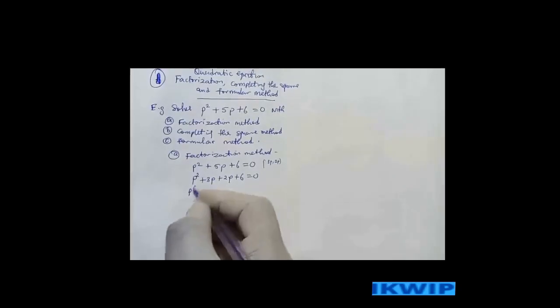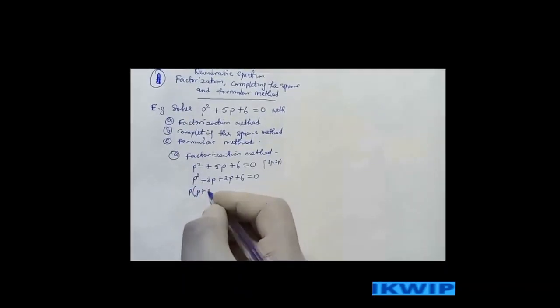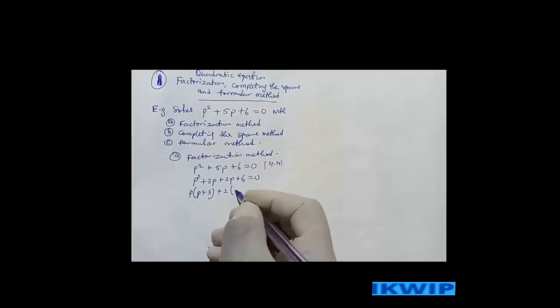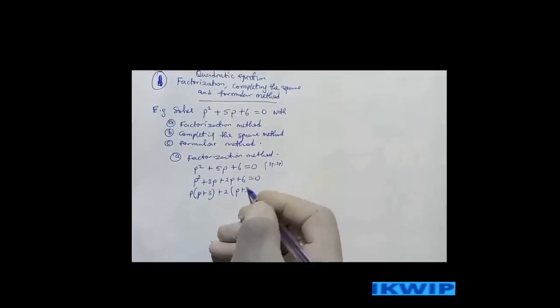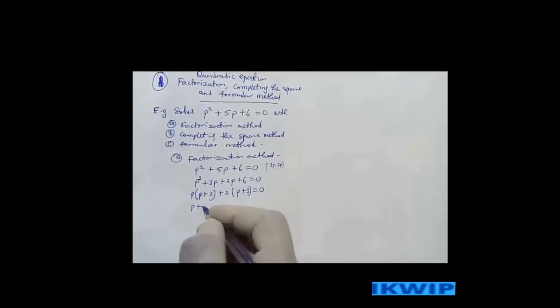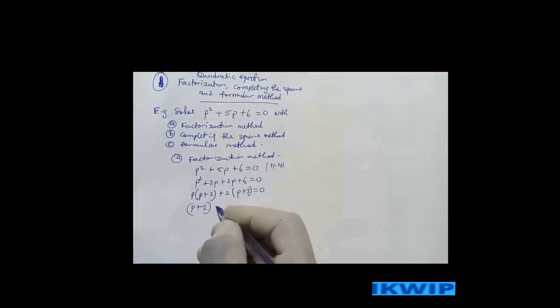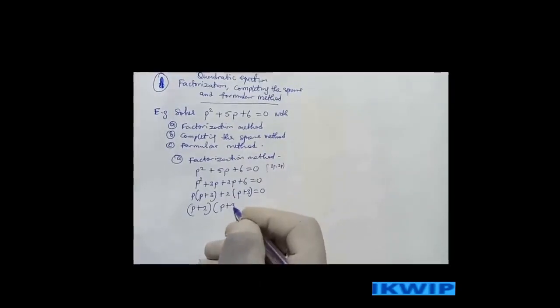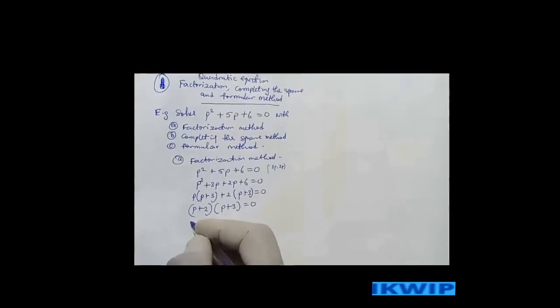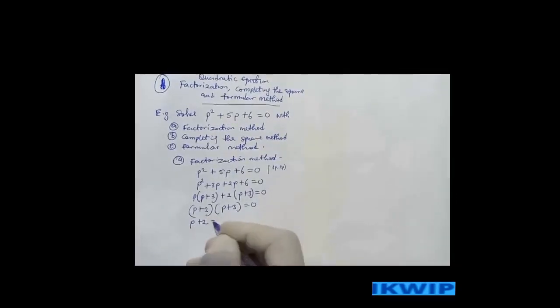So I'll factorize: p bracket p plus 3 bracket, plus 2 bracket p plus 3. So we have the same things in the bracket, so I am correct. I have p plus 2 bracket open bracket p plus 3 close the bracket is equal to 0.